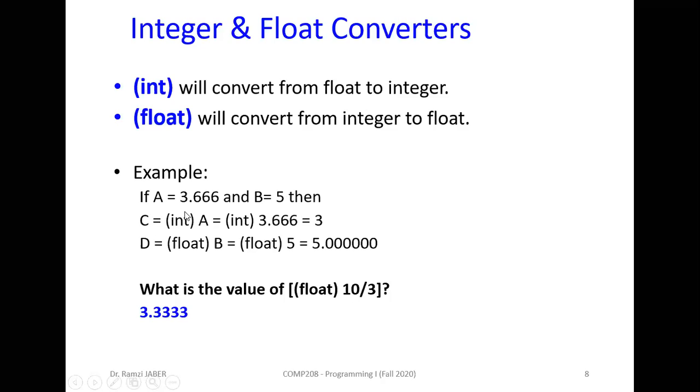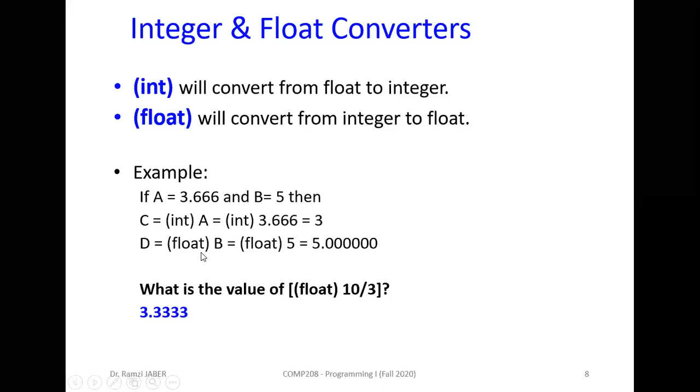Then C equal int(A), which is int(3.666), will be equal to 3, the quotient part only. The function int converts this float number to an integer, the quotient part. It's not rounding up or rounding down, only the quotient part. Even 3.9 will be 3, not 4. It's int conversion, from float to integer.